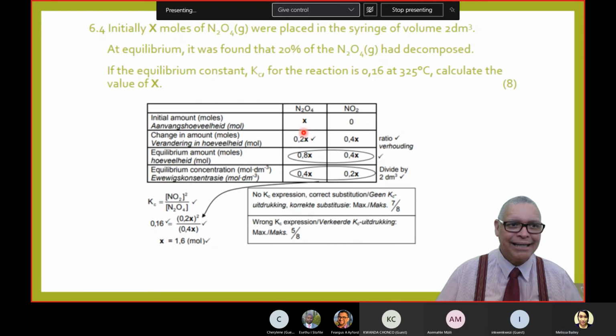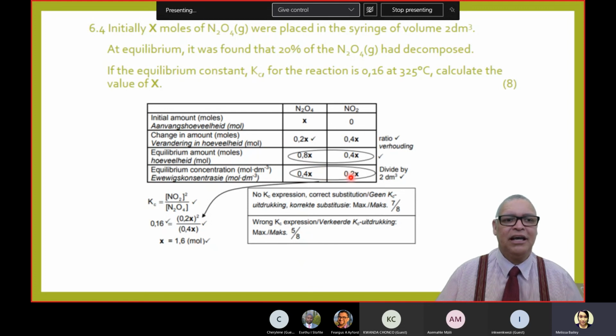X minus 0.2x will give me 0.8x. When I take this 0.8x and divide it by my volume, remember the volume is 2 cubic decimeters. So you take 0.8 divided by 2, you're going to get 0.4x. That's a concentration, by the way.